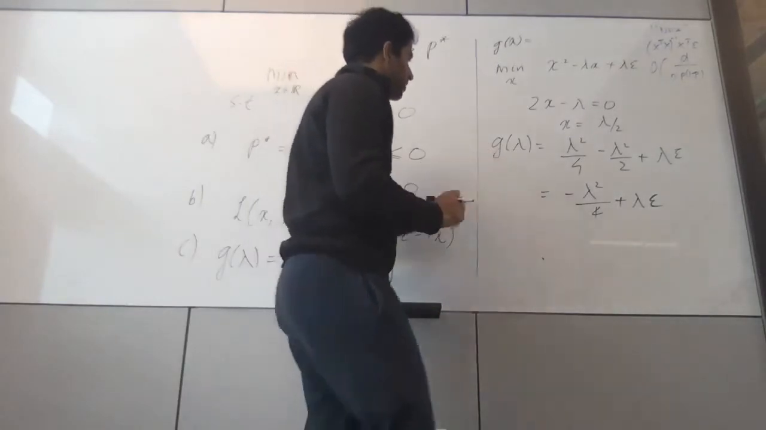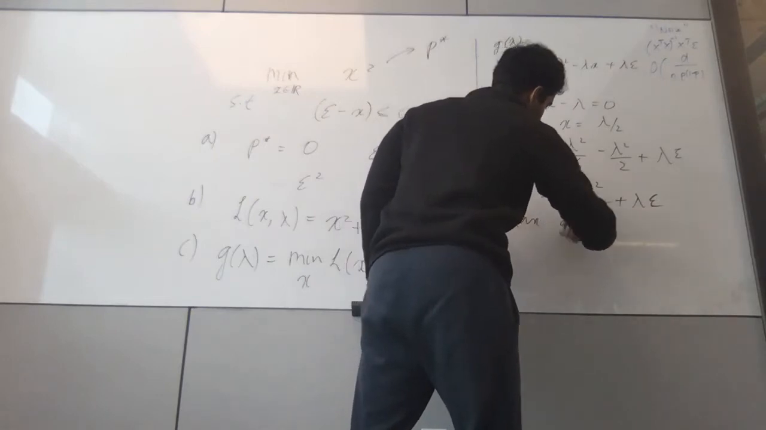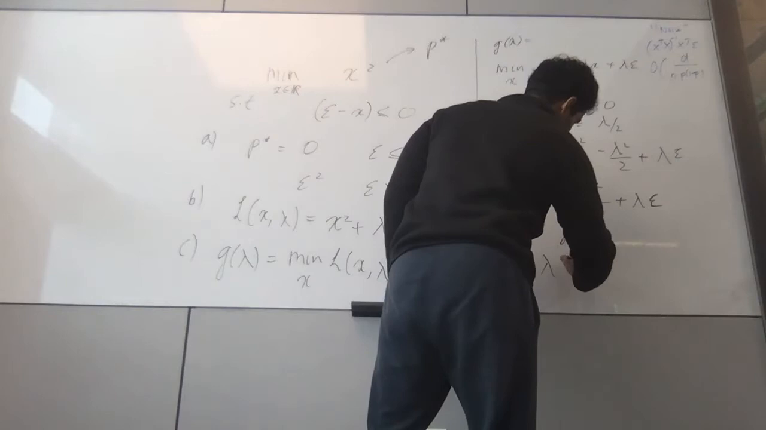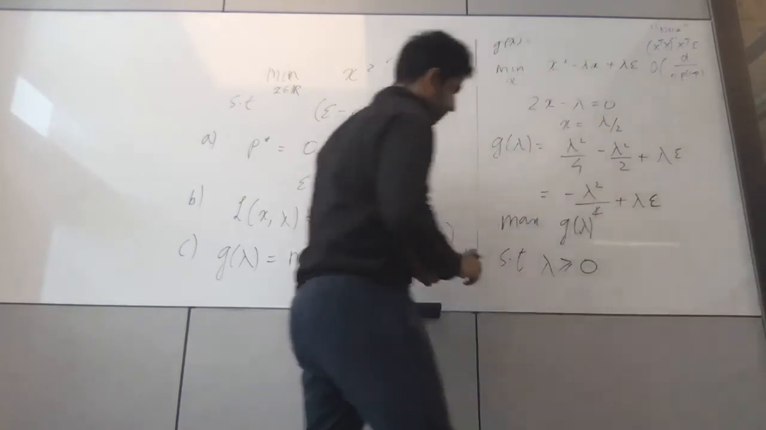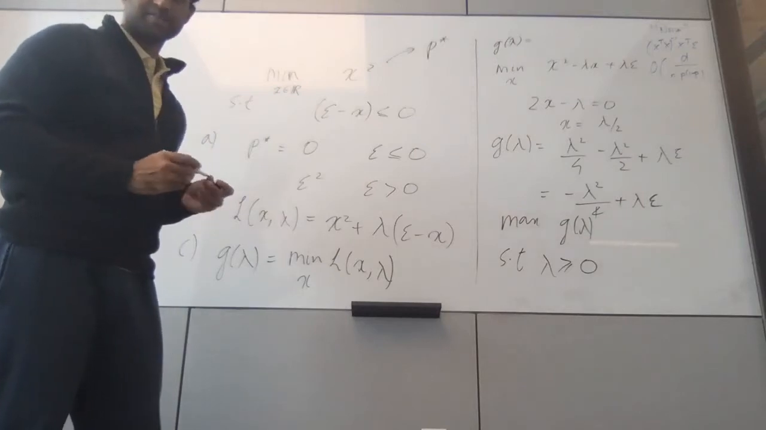So now your dual problem is simply maximize g of lambda subject to lambda being greater than or equal to 0. Right?